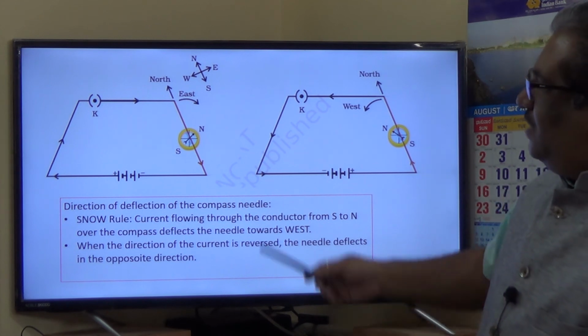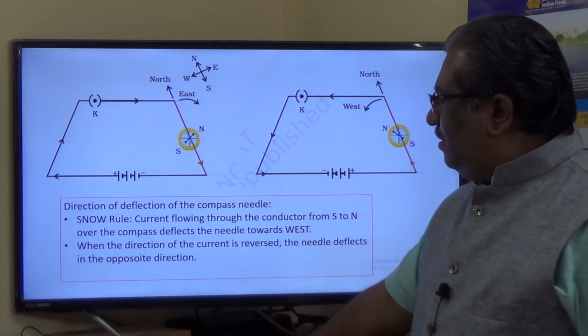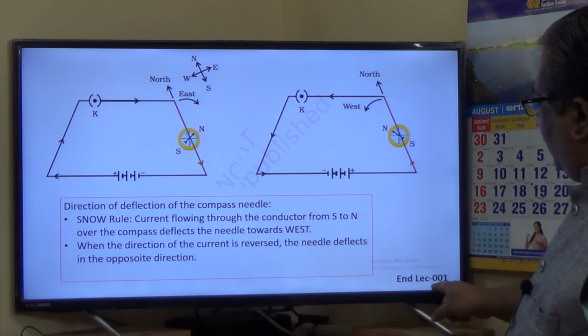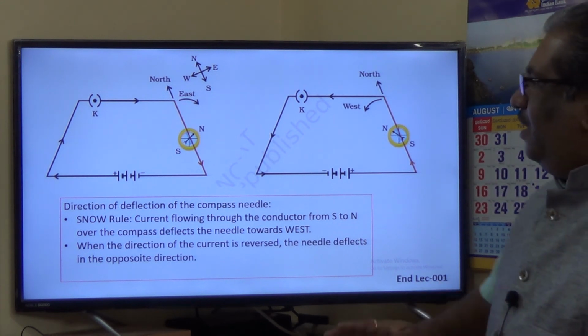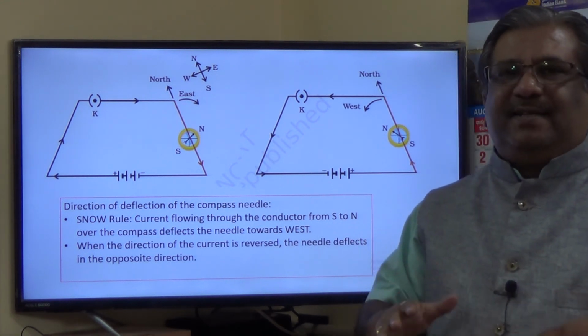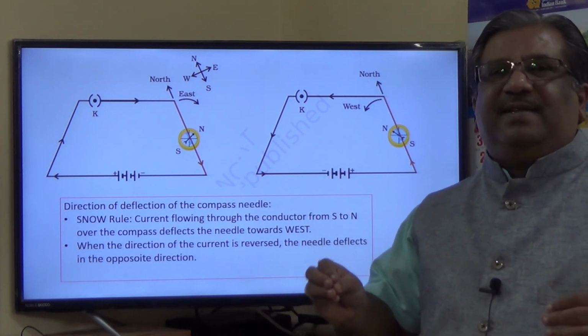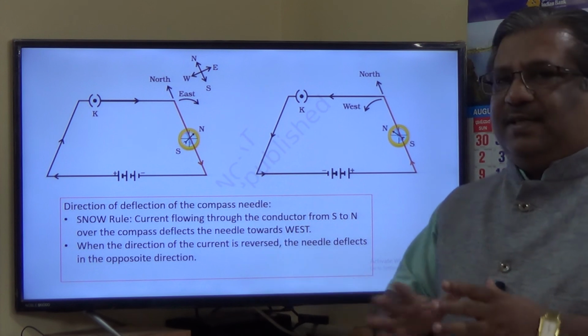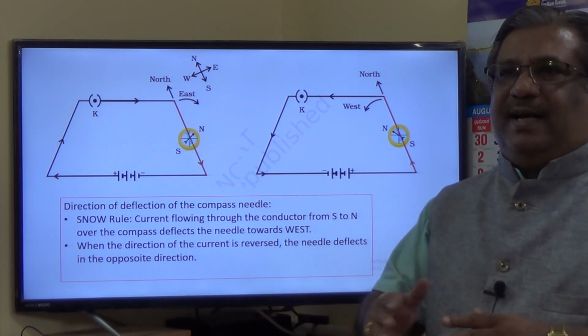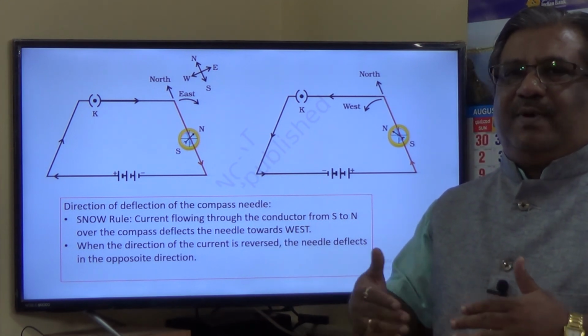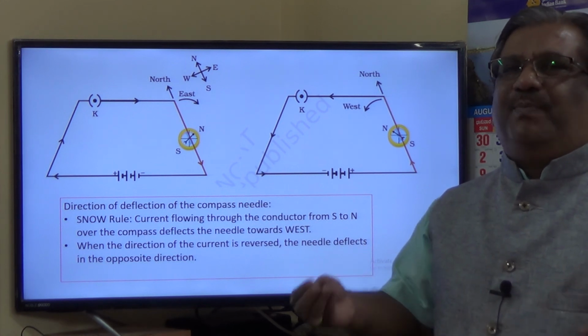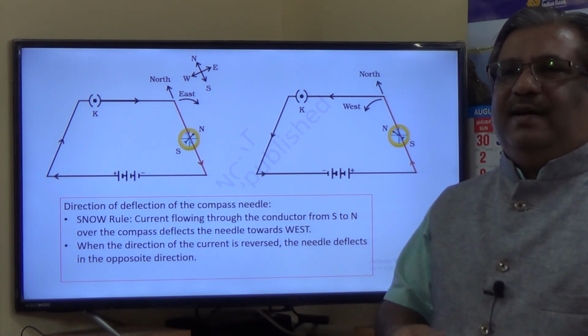So this is about Oersted's experiment, and I think this is the end of lecture number 1. First, digest this, as we have not started this chapter; we have just begun it. Understand all these things, make good notes, and henceforth I'll be rushing through at a little faster rate, as these are simple definitions and terms basically. So make a note of all this.